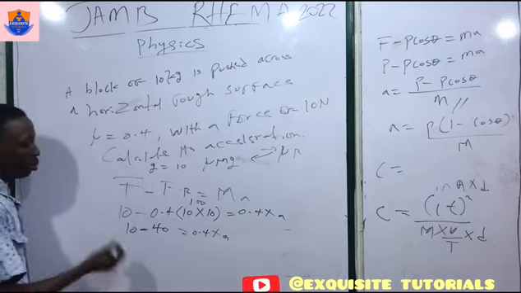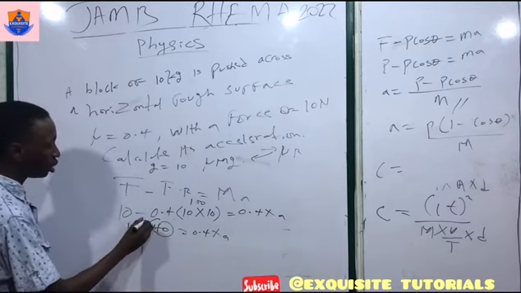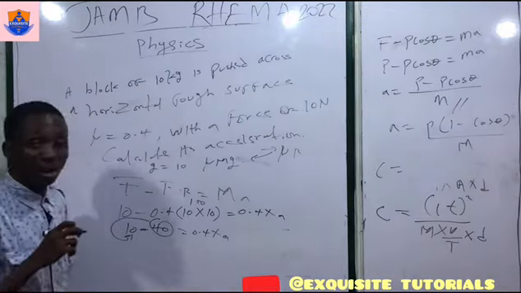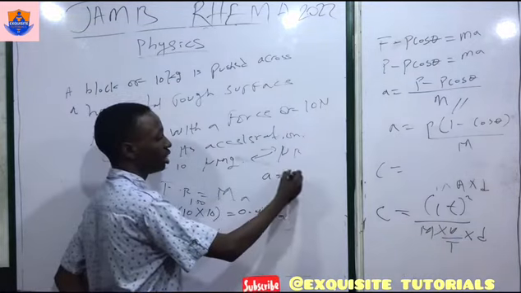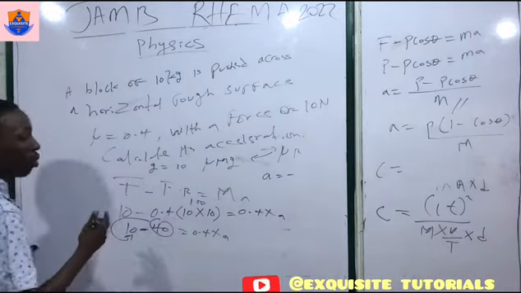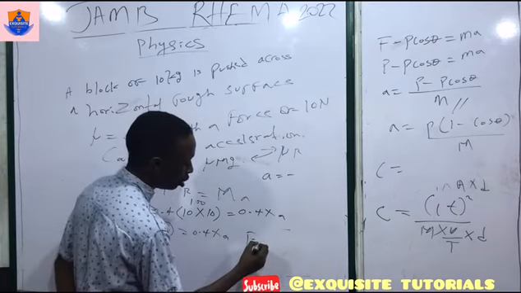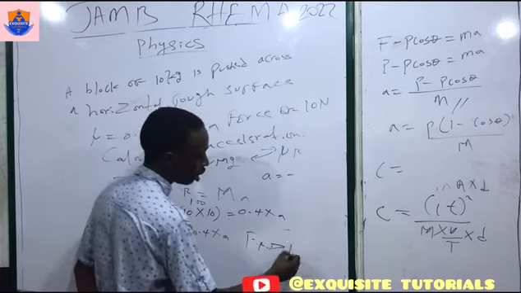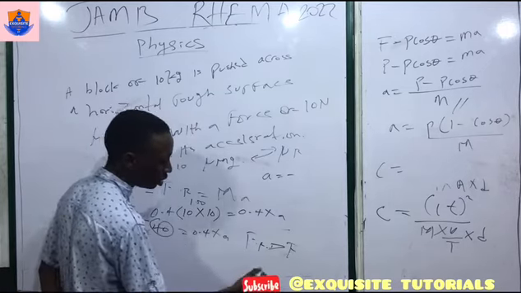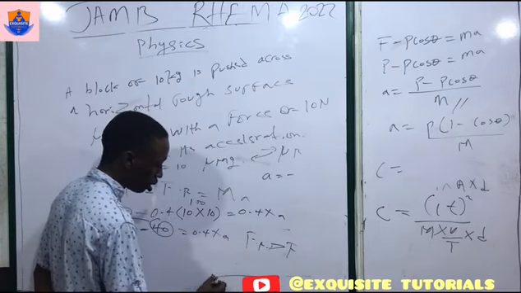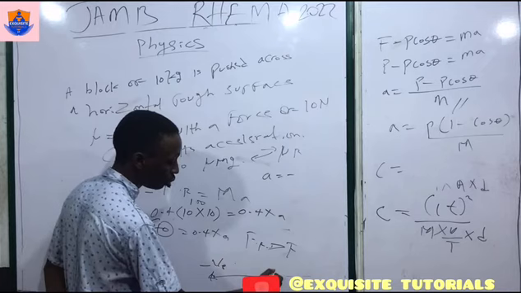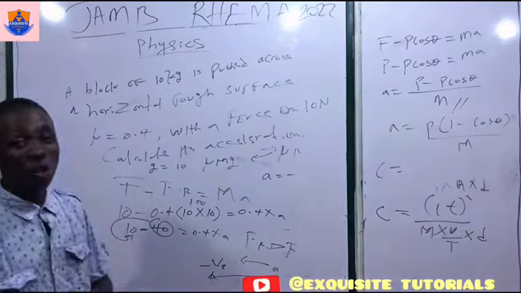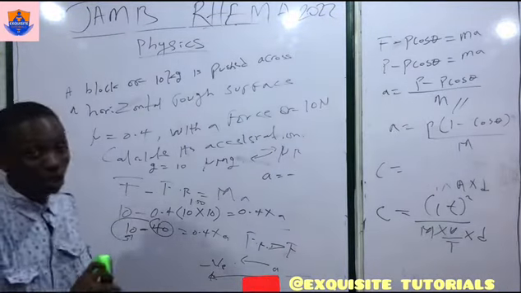Now note this: the moment the frictional force becomes larger than the applied force, acceleration tends to be negative. Mathematically, the more F_r tends to be greater than F, acceleration tends towards the negative side. So in an O-level perspective, we can say there was no movement of the block at all.